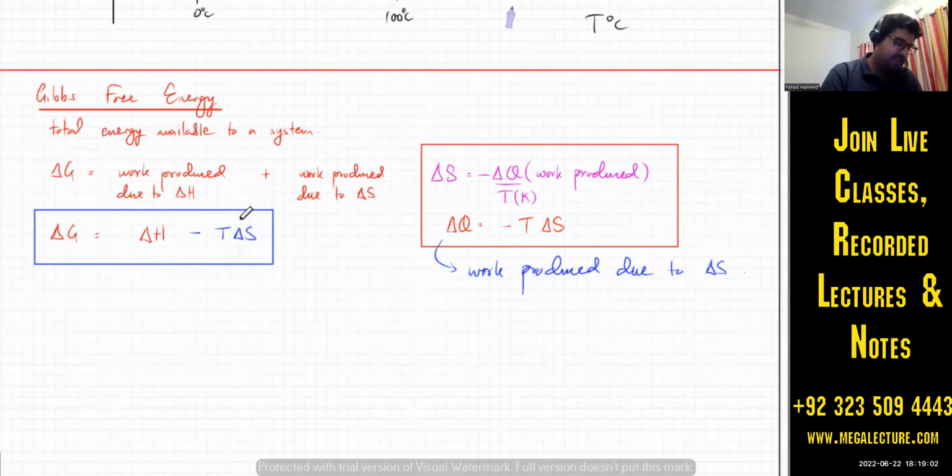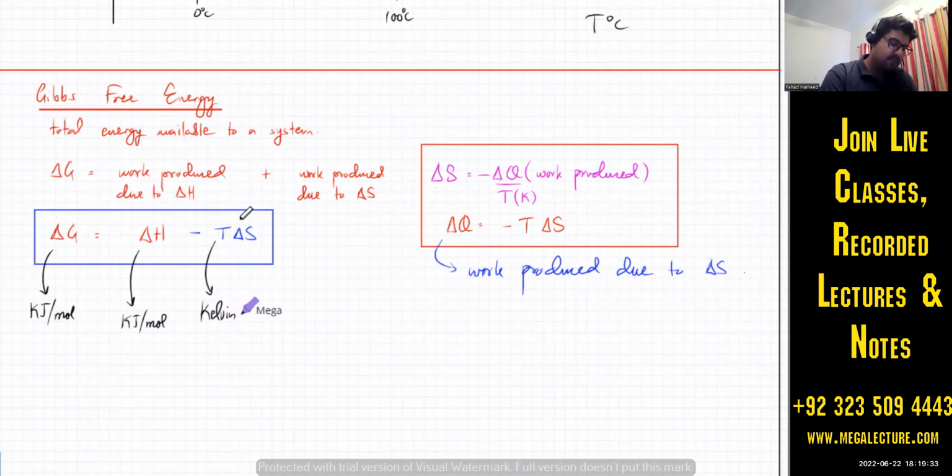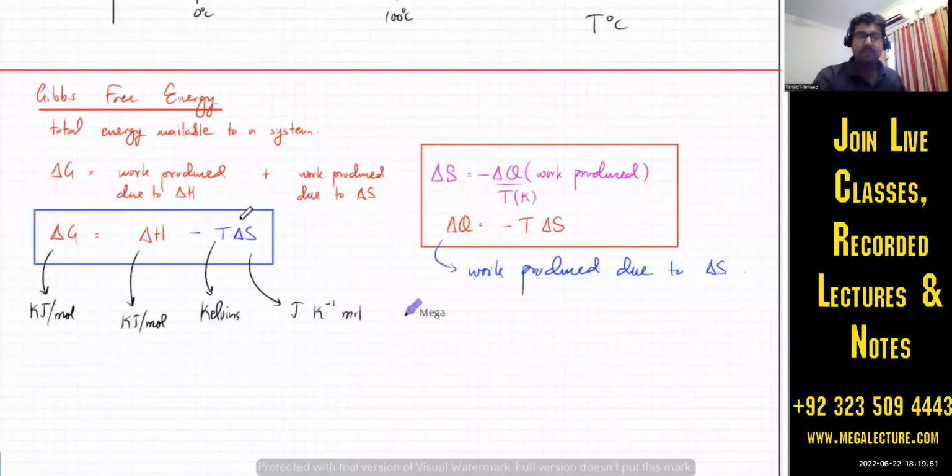So delta G is the total available energy that the system has or the system produces in both ways. And delta G is going to be in kilojoules per mole. That's the unit. Delta H, you already know, is kilojoules per mole as well. T would be in Kelvins, always in Kelvins, remember this. And delta S is in joules per Kelvin per mole. It's the work produced at a particular temperature. And if you're talking about standard entropy, that's per mole.